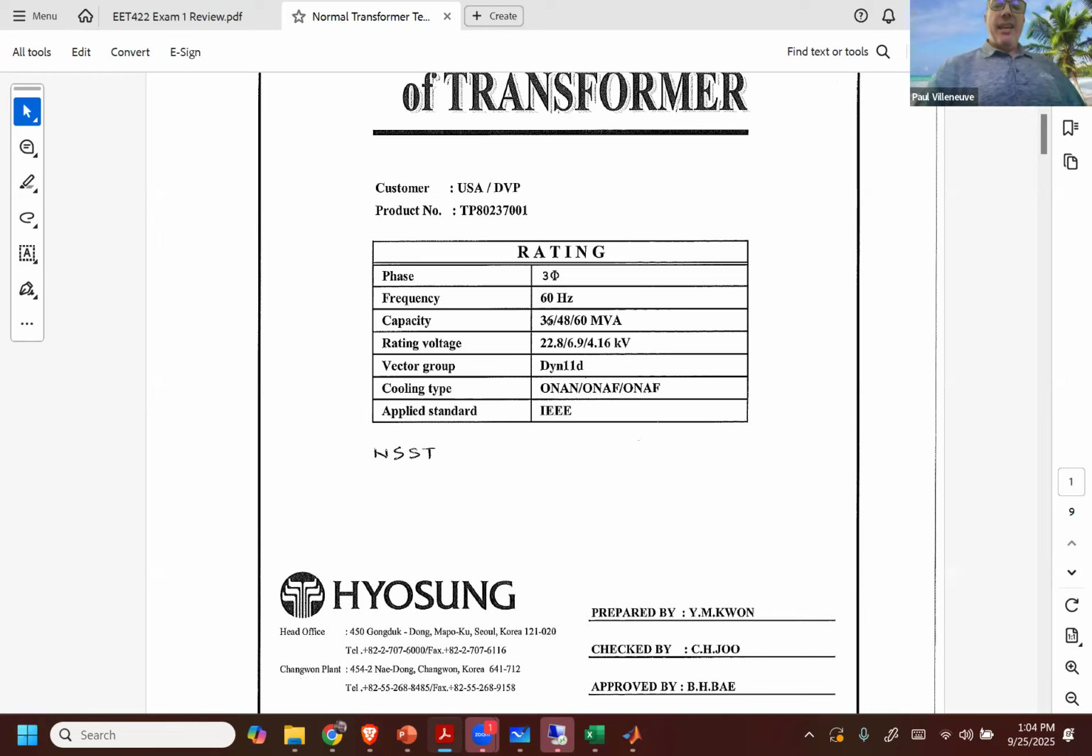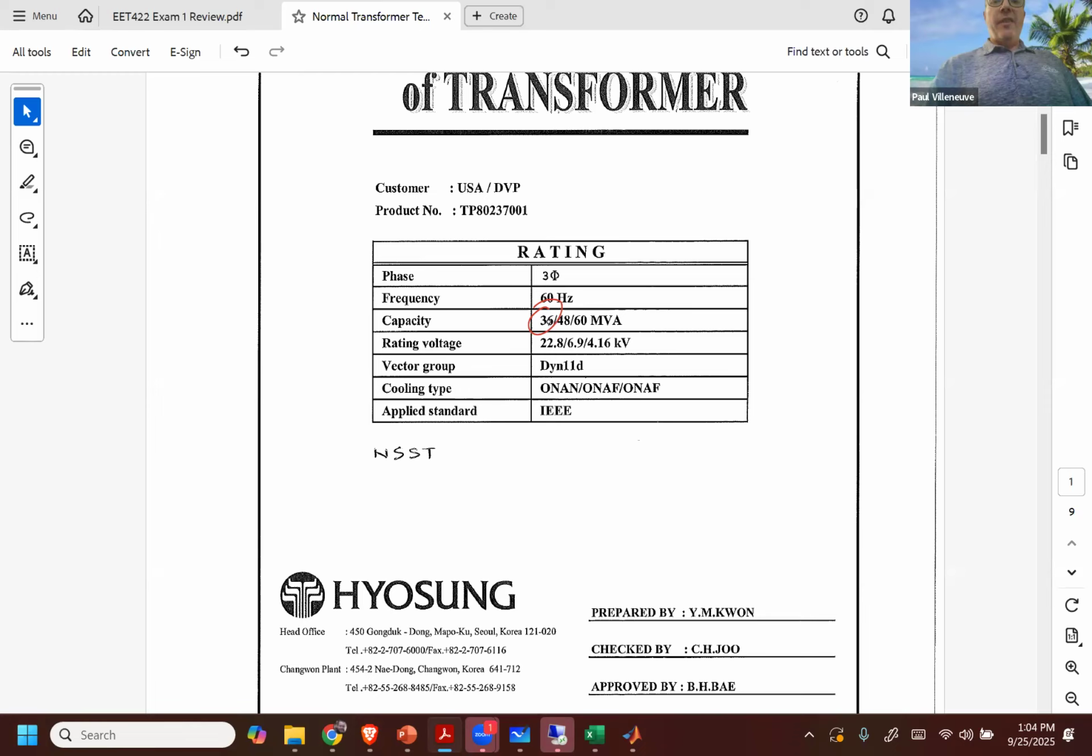So I'm going to highlight that. And I have 3 windings. I have 22.8, 6.9, and 4160. It doesn't matter when I do a transformer equivalent circuit model. If I have a 3-winding transformer, I'm either going to go 22.8 to 6.9 or 22.8 to 4160, or I can do even 6.9 to 4160. It really just depends on what we're trying to do. You can get that. So I know that.